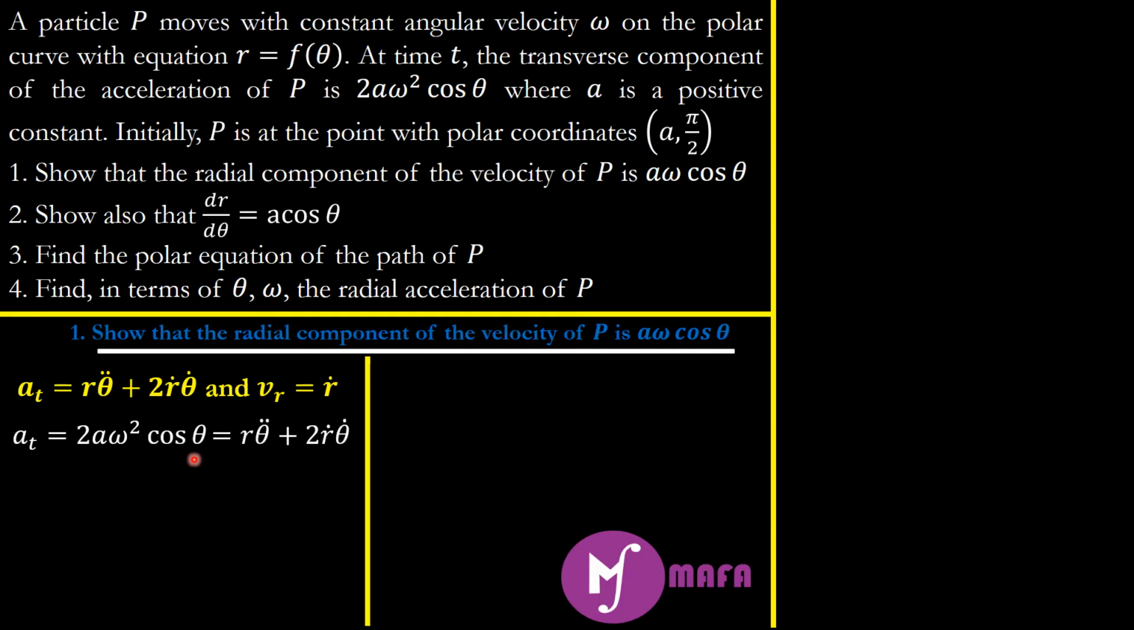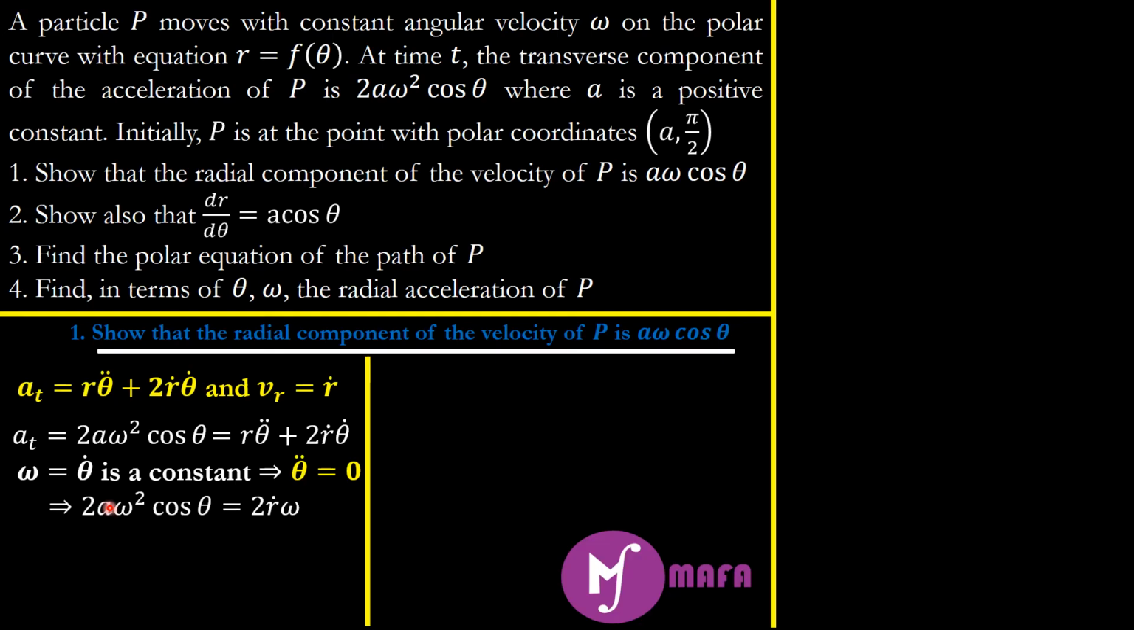So it therefore means that 2a omega squared cos theta is equal to its identity, which is r theta double dot plus 2 r dot theta dot. But what do we know? We know that it was moving with constant angular velocity, meaning that omega, which is theta dot, is a constant. Therefore, differentiating it gives theta double dot equal to 0, because theta dot is a constant. When we differentiate a constant, we get 0.